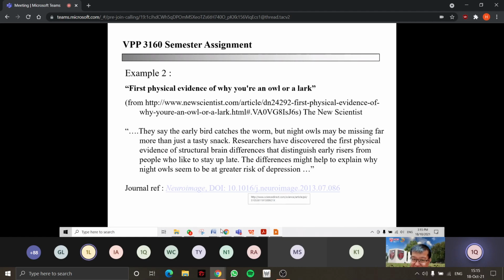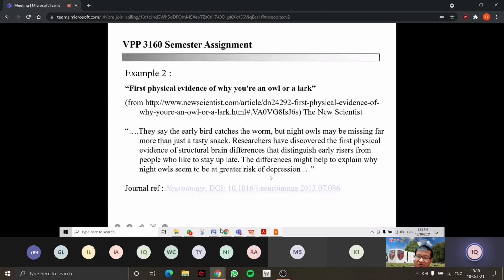Now, this is actually an example whereby first we get evidence of whether you're an owl or a lark. This is an example whereby you either wake up early as a lark or sleep very late like an owl. This one is something to do with your diurnal cycle and your performance.